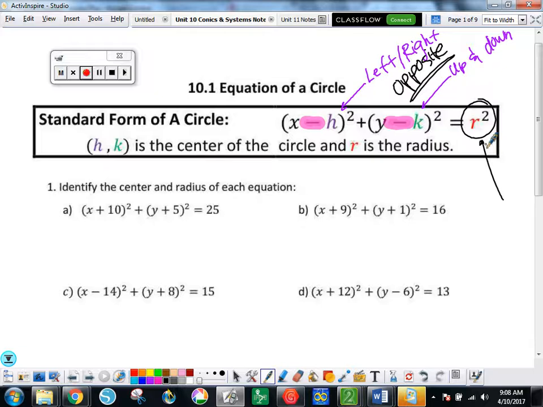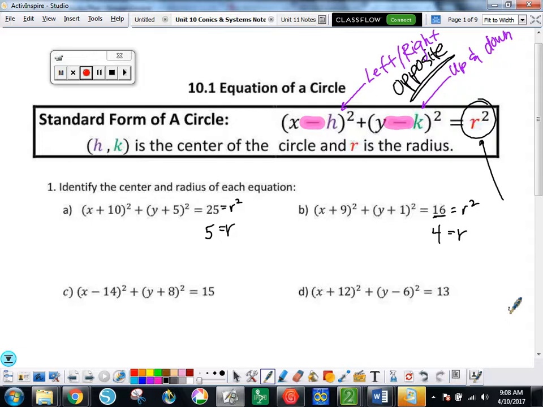So if I told you, like on this one, that R squared is 16, which means R would be what? R would be 4, right? The square root of 16. On this one, if R squared is 25, then R would be 5, and so on. Does that make sense?